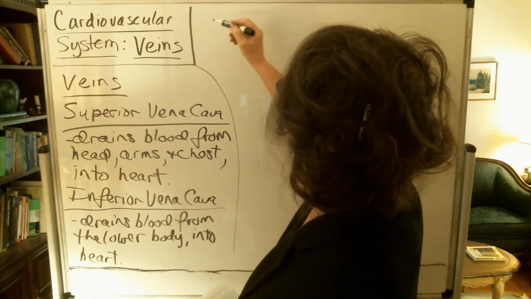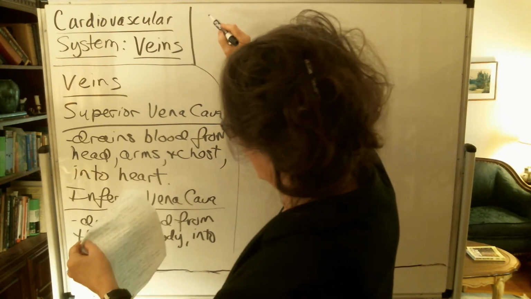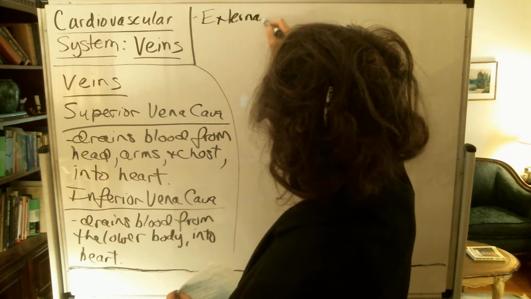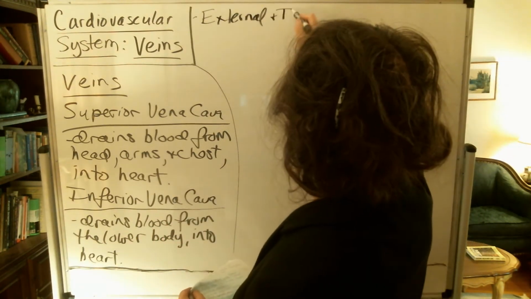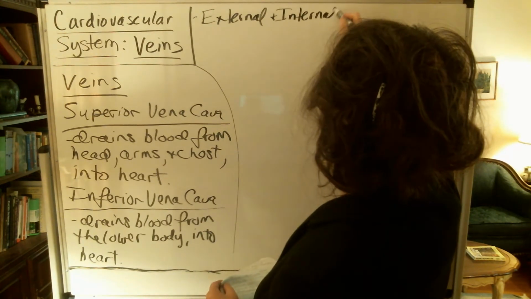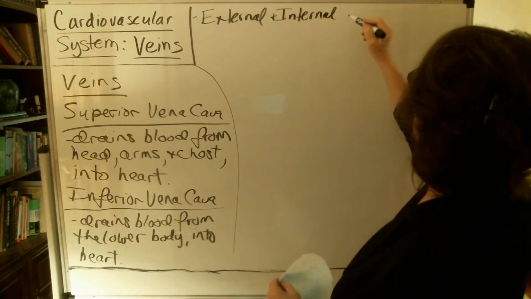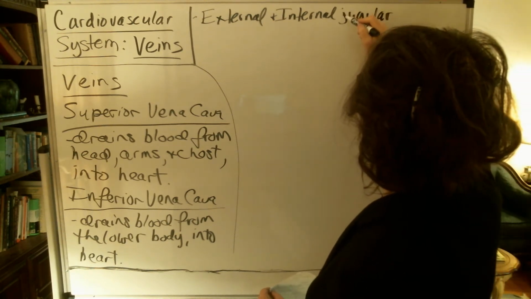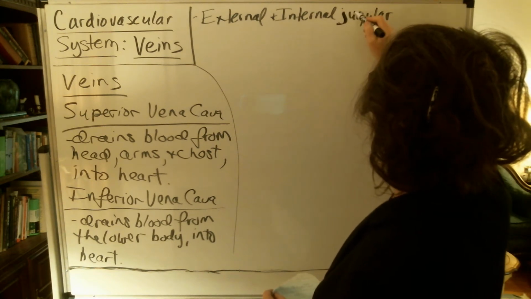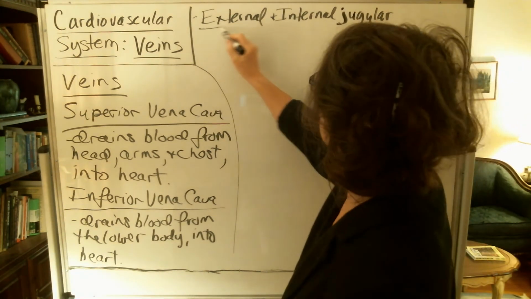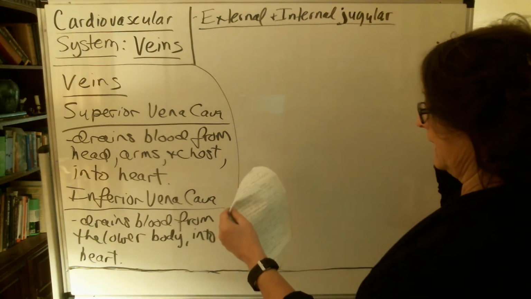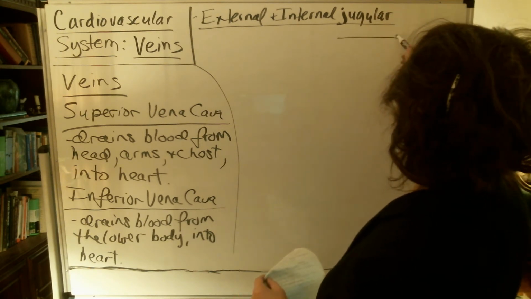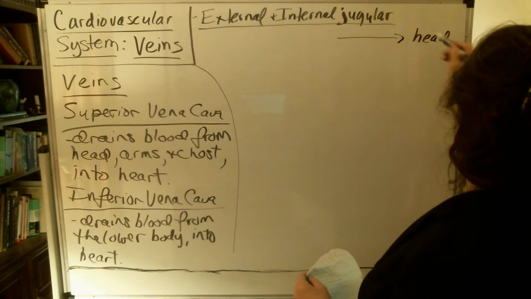So I'm going to start right up at the top of your body, then with the external and internal jugular veins. That's a J. The external and internal jugular veins. And these then bring blood from your head.